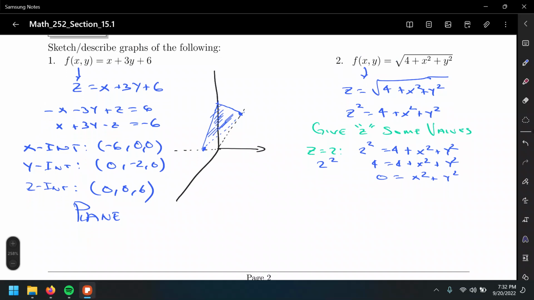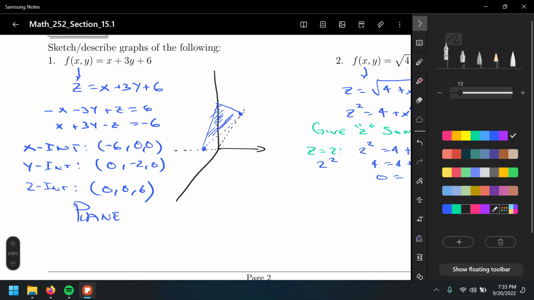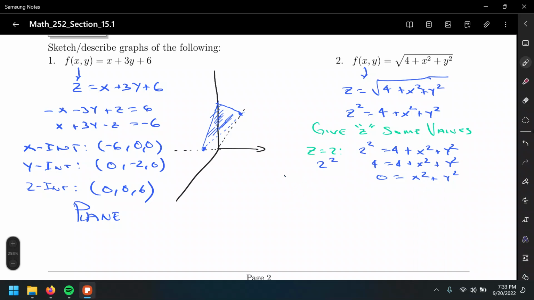So in this case, when x equals 0 and y equals 0, the z value, and I'm going to draw it over here, is going to be 2, right? It's just that ordered triple.